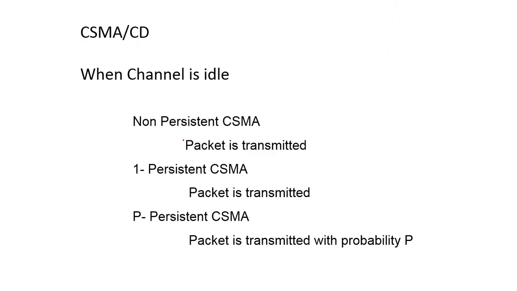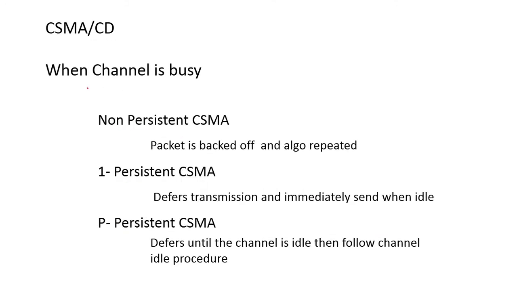Let's see, we are going to solve it by using carrier sense multiple access with collision detection, CSMA-CD. So we are going to overcome the limitation of CSMA in this protocol. When the channel is idle, again like we have seen non-persistent, one persistent and p persistent, these categories work here too. For non-persistent the packet is transmitted, for one persistent the packet is transmitted, and for p persistent the packet is transmitted with probability p. Now, how do they work when the channel is busy?